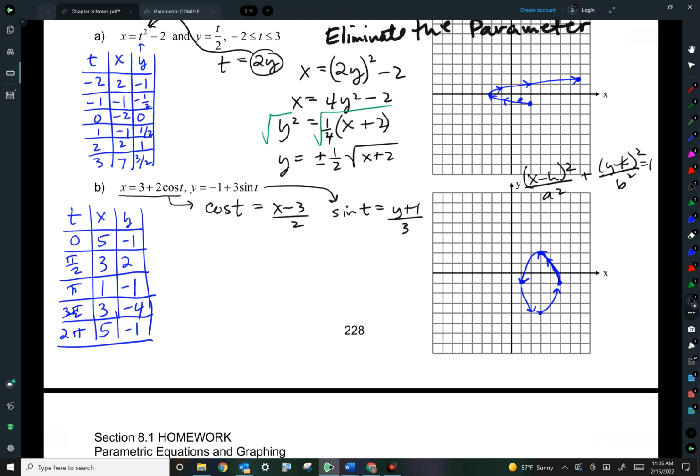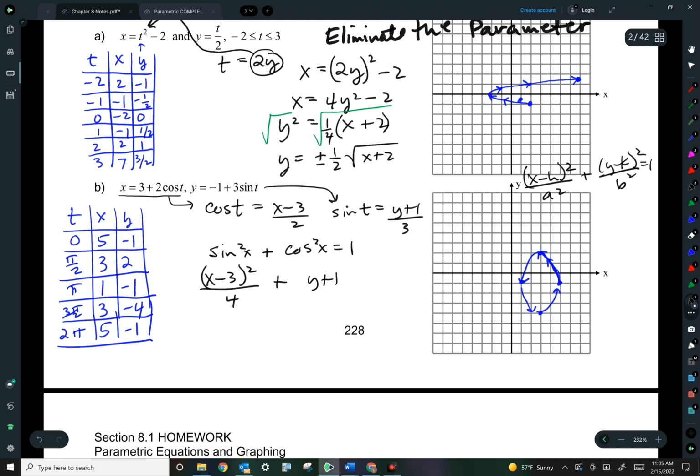And isn't there an identity that says sine squared plus cosine squared equals 1? Remember that identity? Sine squared plus cosine squared equals 1. Well, if that's true, that means that (x minus 3) squared over 4 plus (y plus 1) squared over 9 equals 1. Now, I know I switched them because the x minus 3 was the cosine, but they're being added, right? So order doesn't matter.